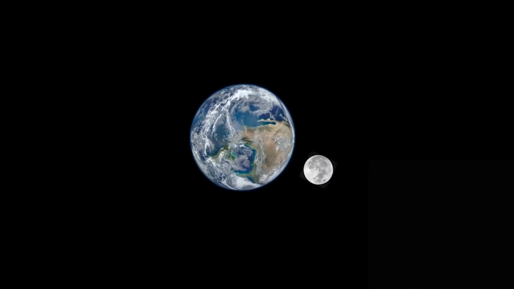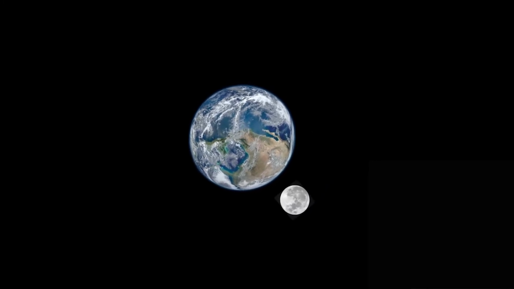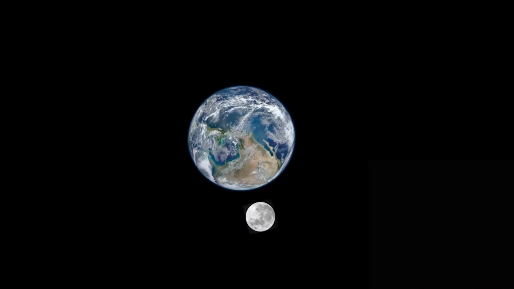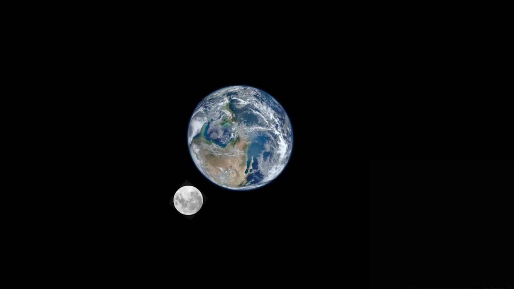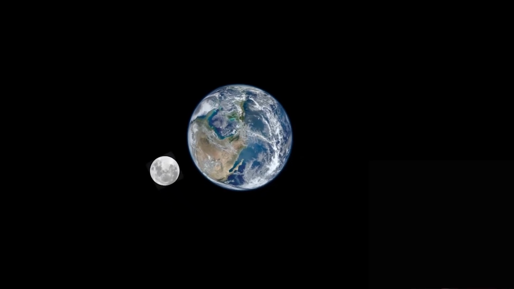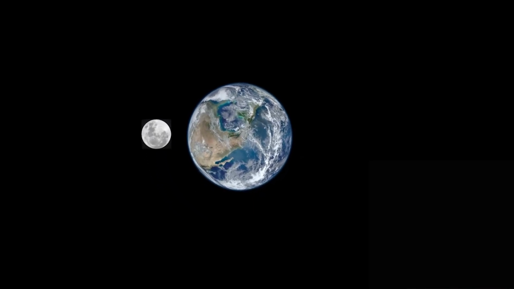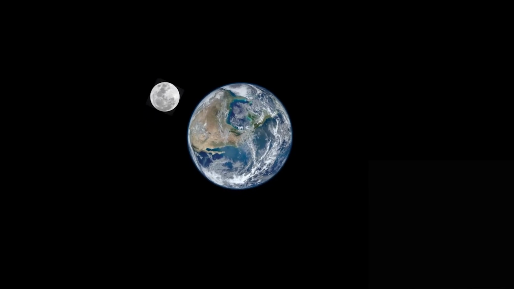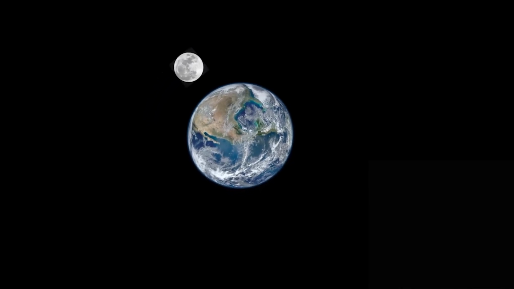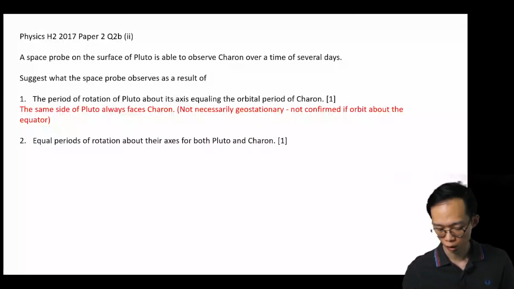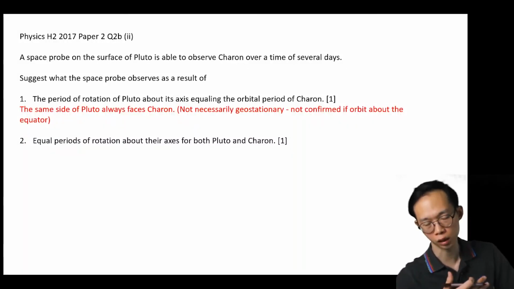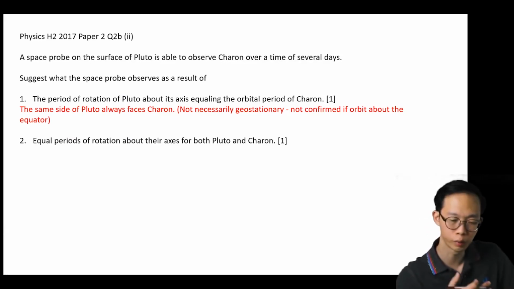So we have the Earth rotating about its own axis and the Moon making a circular orbit around the Earth. Both the rotation and the circular path take the same amount of time. So what you can see is that the moon is always above the same point on Earth, and that's what we call a geostationary orbit. So shall we put that in the answer? Well, yes and no. A safer way to answer this question would be to say that the same side of Pluto always faces Charon.